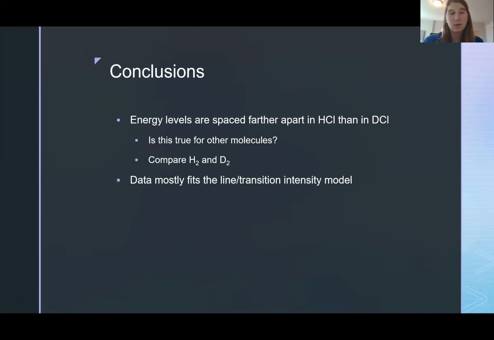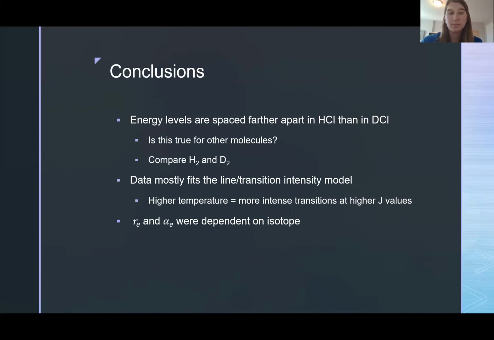And then I also want to point out that the data mostly fits the line transition intensity model with the different peaks having different intensities, the maximum being around the third or fourth peak. This would not be true, though, at higher temperatures. A higher temperature would cause more intense transitions to be observed at higher J values.